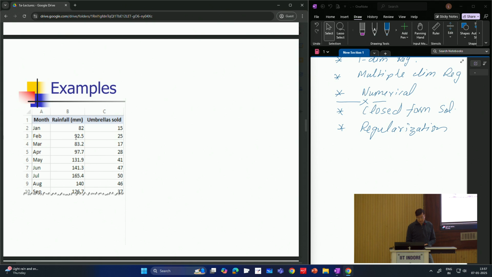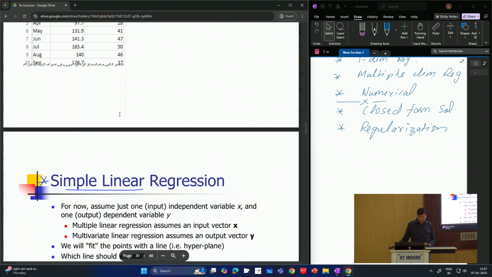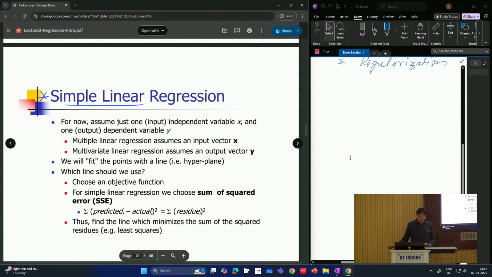So it's saying if, for example, there is too much rainfall, then more umbrellas are sold. Again, you can take this, put it into a regression equation, build a regression line or a regression curve, and do the interpolation or extrapolation. Okay, so now coming to the more mathematical part, we start with the first thing.